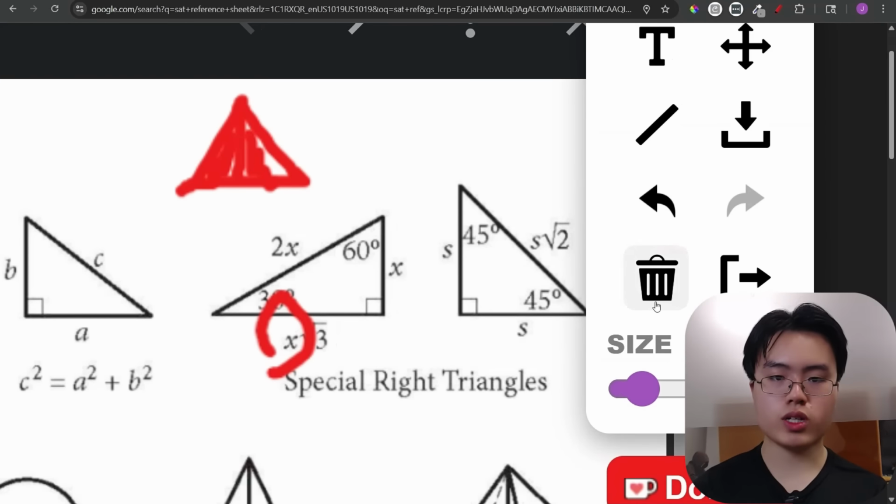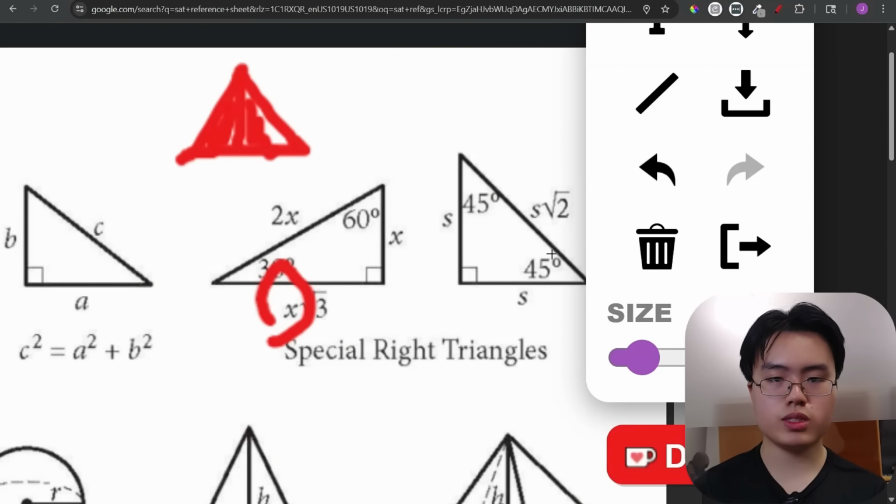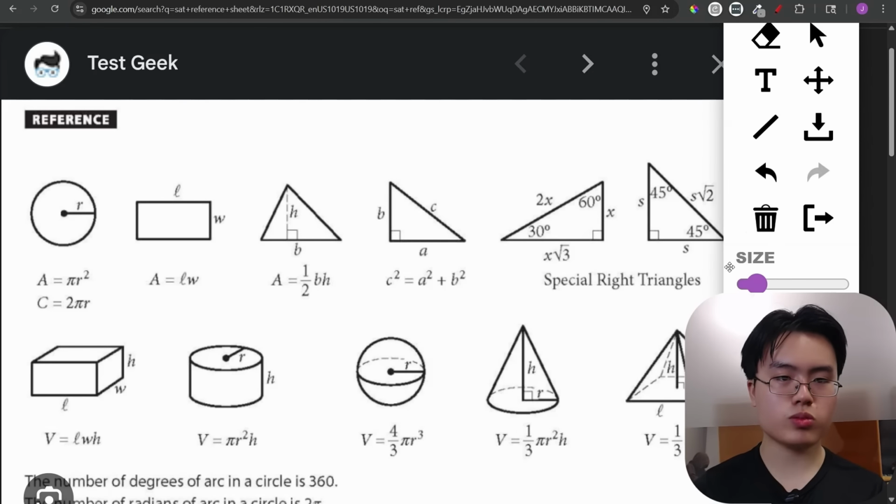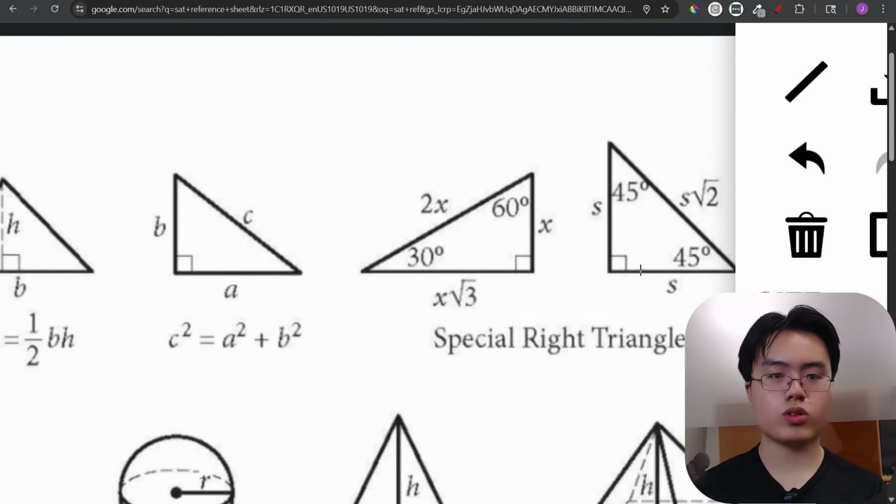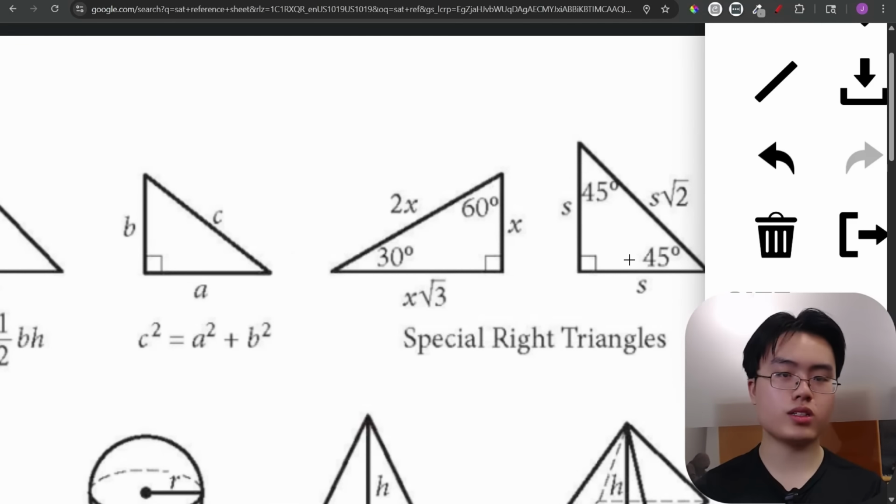Okay, the other special right triangle, which isn't as common but still pretty common, is a 45, 45, 90 triangle. And the most common thing you'll see from this is, first of all, if you see a square root of 2 somewhere in the question, that's a pretty dead giveaway that you're going to have to use a 45, 45, 90 triangle at least 98% of the time. You see a square root of 2 anywhere in the question.